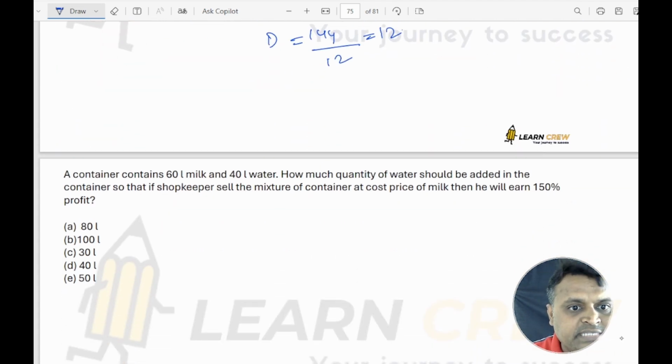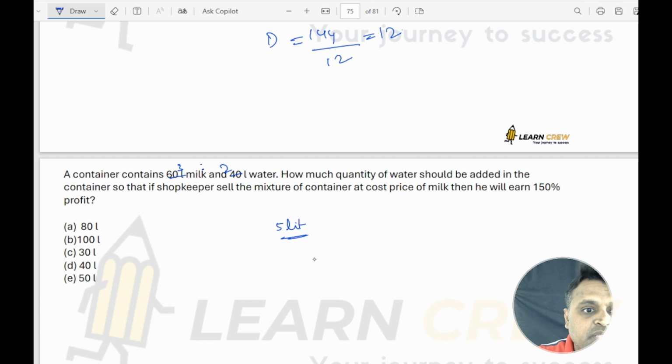A container contains 60 liters of milk and 40 liters of water. How much quantity of water should be added to this mixture so that the shopkeeper sells the mixture of the container at the cost price of the milk, then he will earn 150% profit. So here, what is the ratio the container contains? 60, 40, the ratio is 3:2. So the total container contains 5 liters.